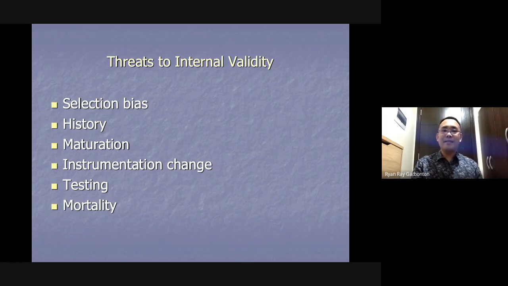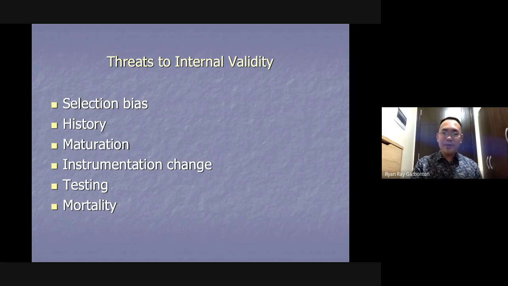Testing, on the other hand, is a threat to internal validity because your test may impose some new ideas that may change the perception of a person. Ito nga ang classic example dito, yung pre-test and post-test. When you do a pre-test before a teaching method, chances are the contents of the pre-test may be retained doon sa taong nag-take ng pre-test.